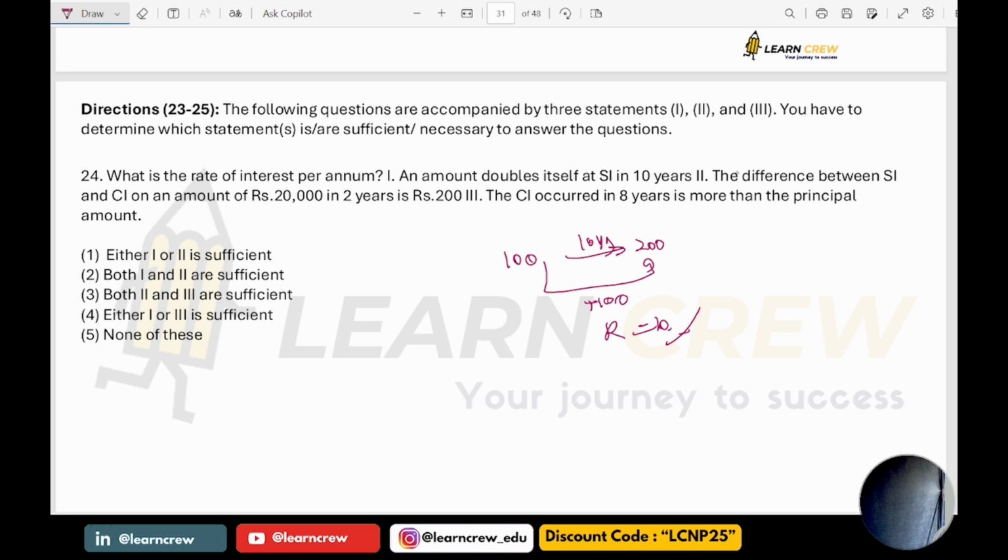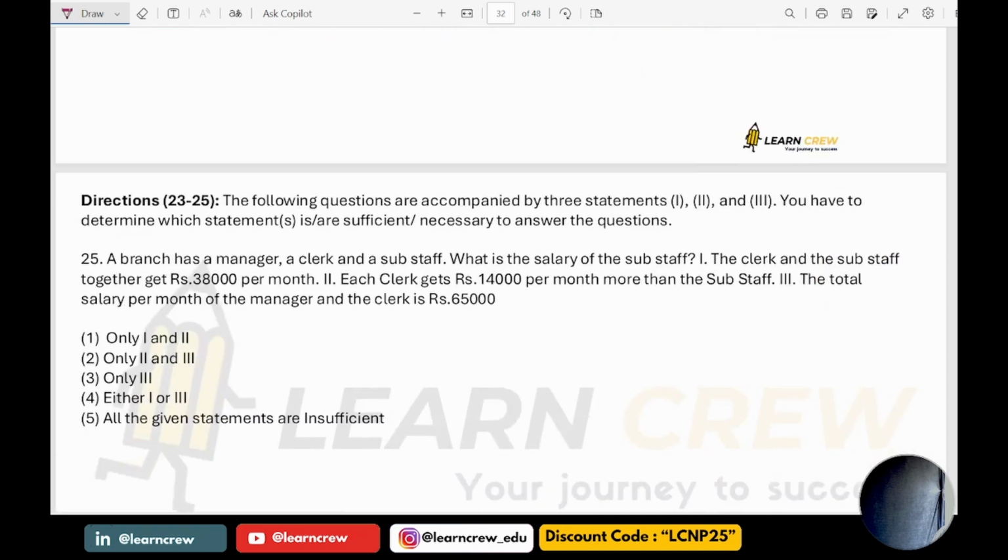Also check for the second. The difference between simple interest and compound interest on amount 20,000 rupees in 2 years is 200. From this also you can find R. The compound interest accrued in 8 years is more than the principal amount. So only 1 is sufficient, only 2 is sufficient. So either 1 or 2 will give you the rate of interest.